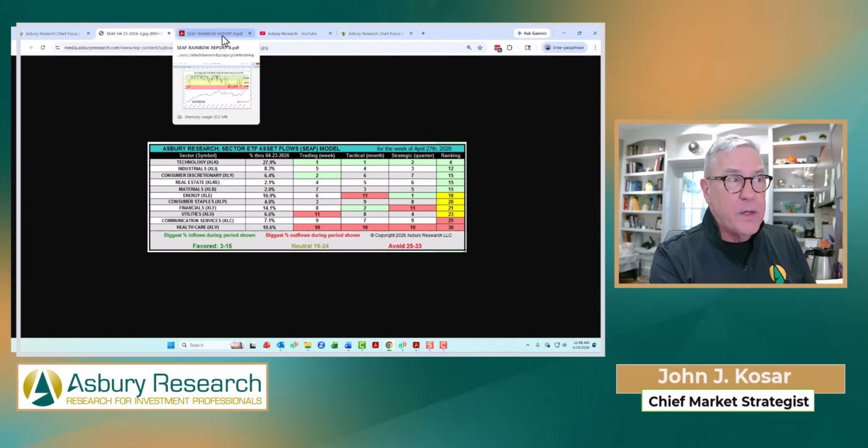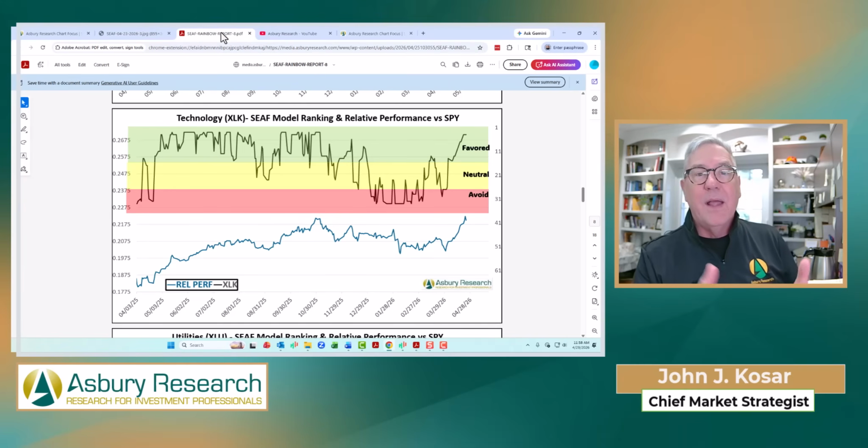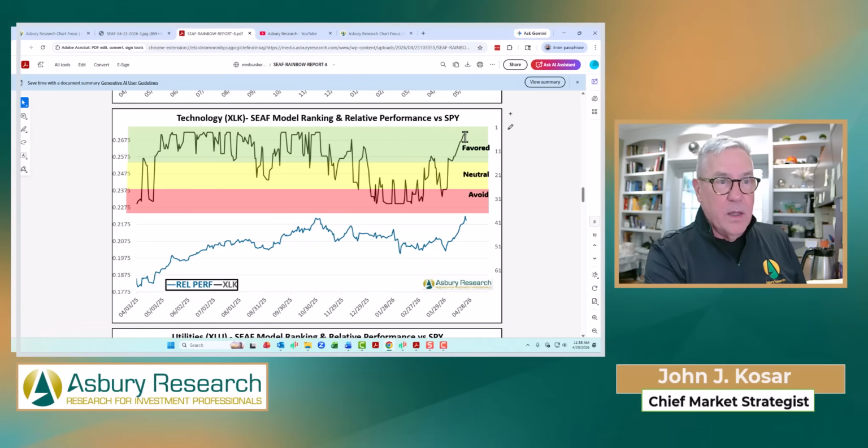Here's the corresponding rainbow chart for the technology sector, since that's the one we focused on because it's ranked number 1 right now. This is a daily chart up top that goes back 1 year. If it's favored, it's in the green. Neutral is yellow, avoid is red, thus the name, rainbow charts. You can see back here last year from basically May through, let's say, the end of August, technology moved into favored status and stayed there.